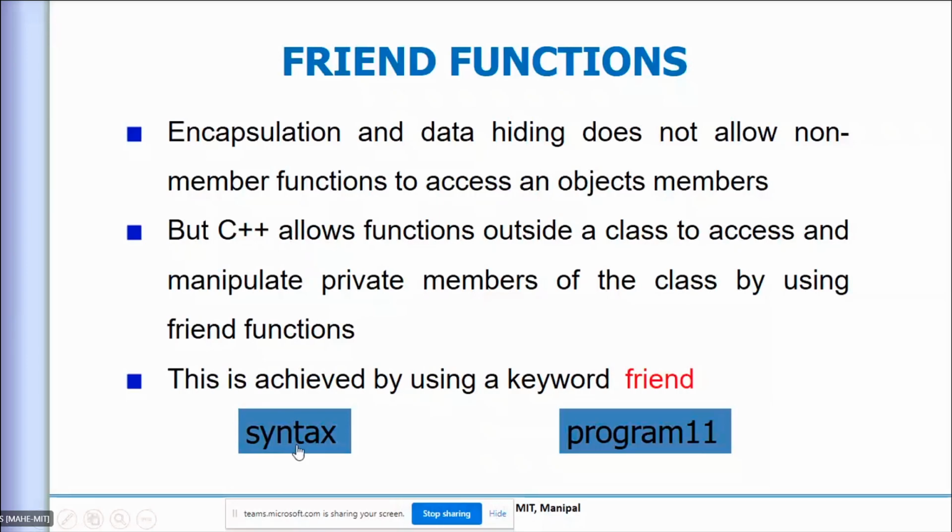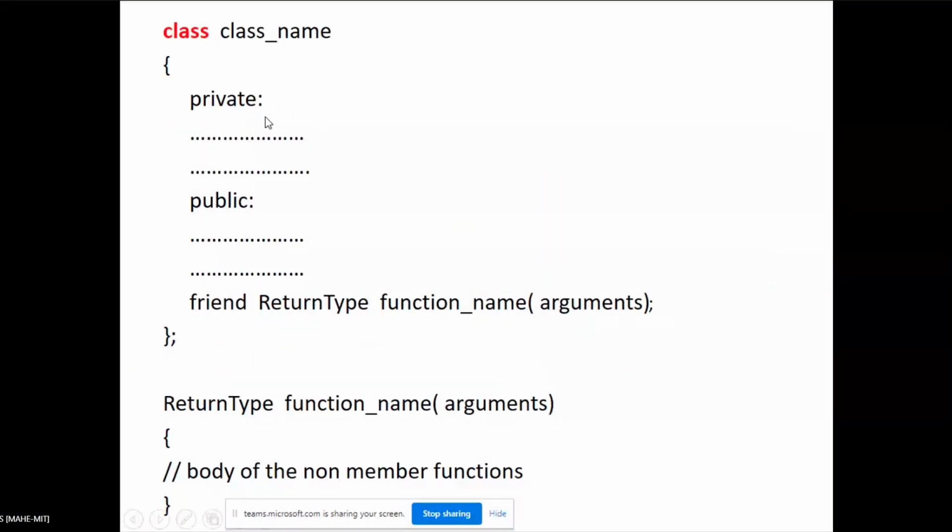You can use a syntax like this. This is a class. You have created two sets of information, private variables and public. You can write a function also, but you have added one keyword, friend. Then the return type can be any data type you want, and then the function name. So what you're telling the compiler is that this particular function is a friend.